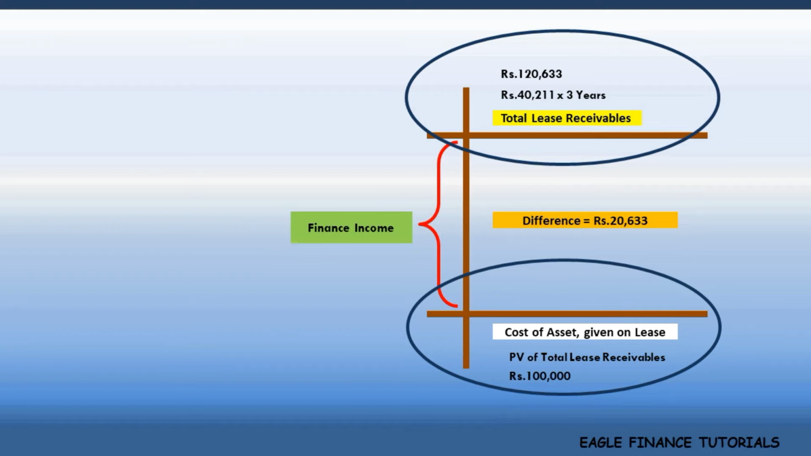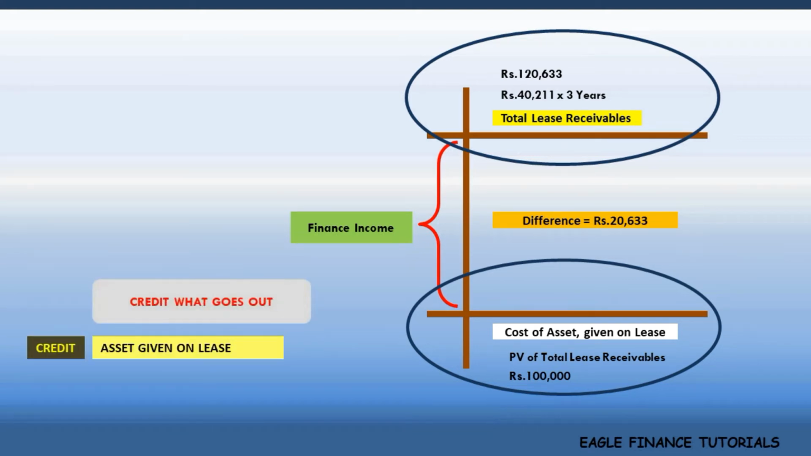We shall now make the accounting entries as the lessor would do on his books. We credit the asset given on lease by the fair value of the asset, that is, present value of total lease receivables. Next, we debit the lessee's account to record that we have got to receive the lease payments from the lessee.